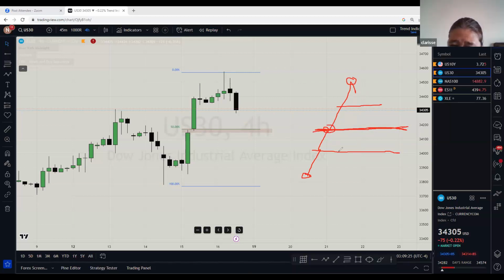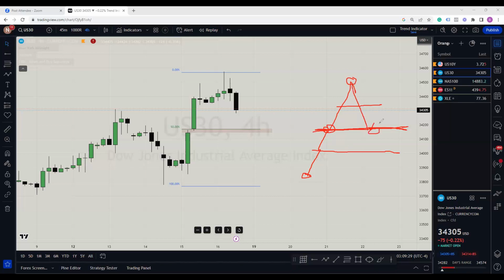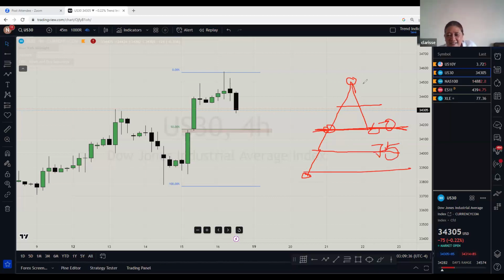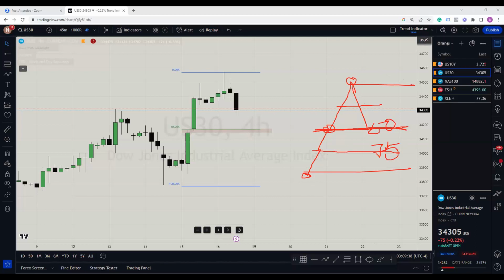So this is 50%. This is maybe 75%. Just an estimate will do. Don't have to be exact. Otherwise, if you have to learn so many things, you get confused.